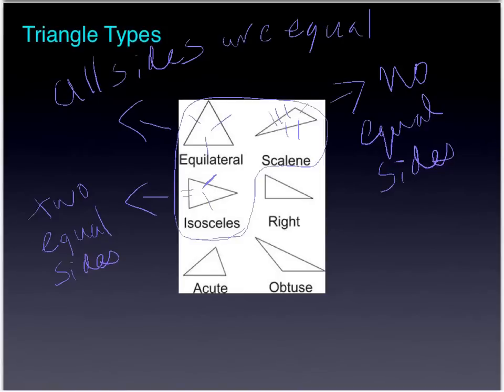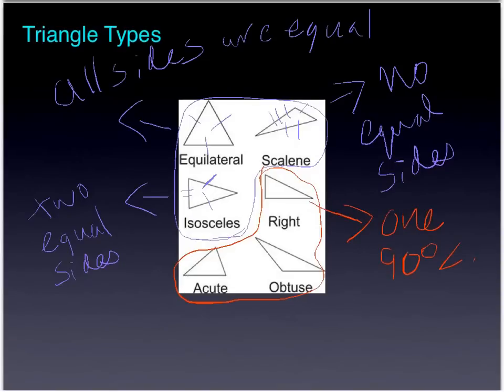Now, the next group, let's change colors. Let's see if I can get another color that will work. Let's go to red. I think red will stand out. All right, so now we're talking about this group of angles. Okay? So we have right, acute, and obtuse. Well, I said angles, I meant this group of triangles. When we're talking about right, acute, and obtuse, we're talking about angles of the triangles. So we have here, a right triangle has 1 90-degree angle. That little symbol means angle.